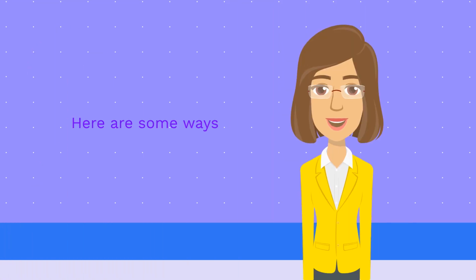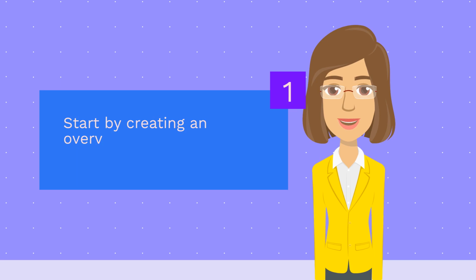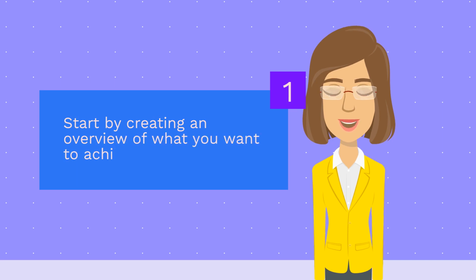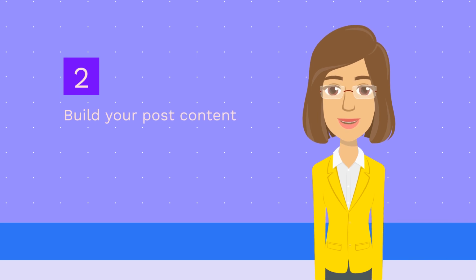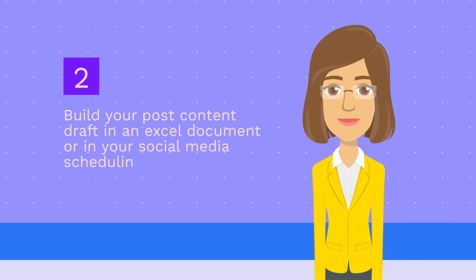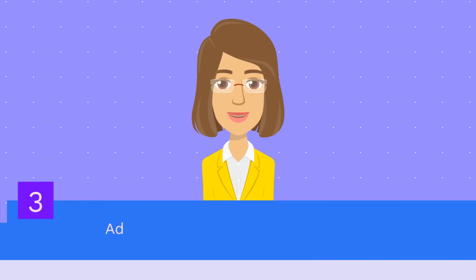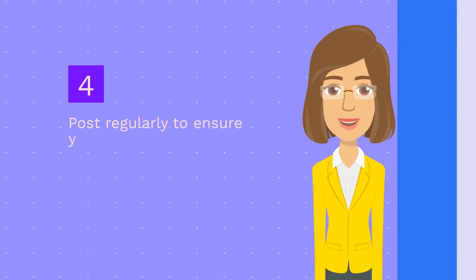Here are some ways that you can use your social media calendar. Start by creating an overview of what you want to achieve with your posts. Build your post content draft in an Excel document or in your social media scheduling calendar. Add relevant social media hashtags. Post regularly to ensure your followers have the chance to view the posts.